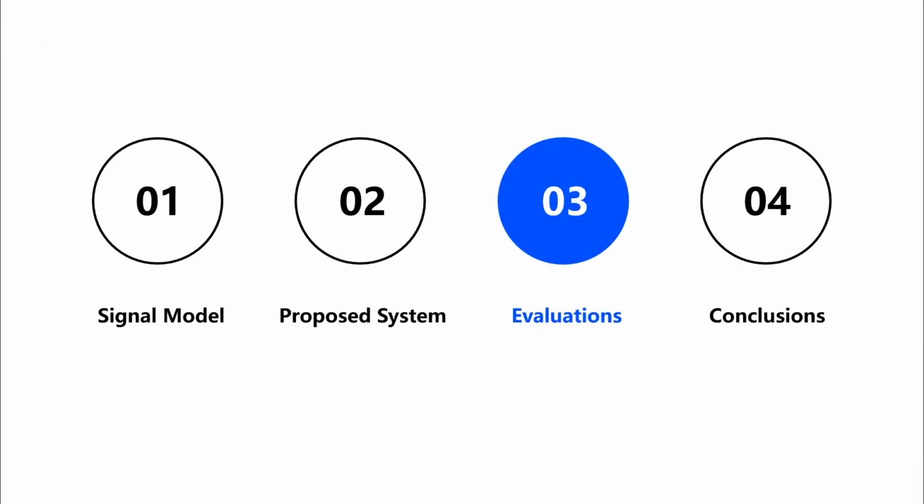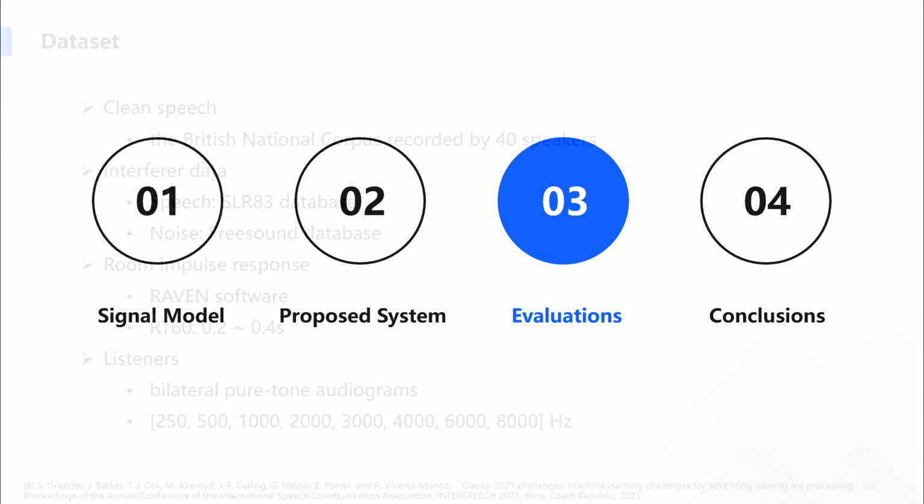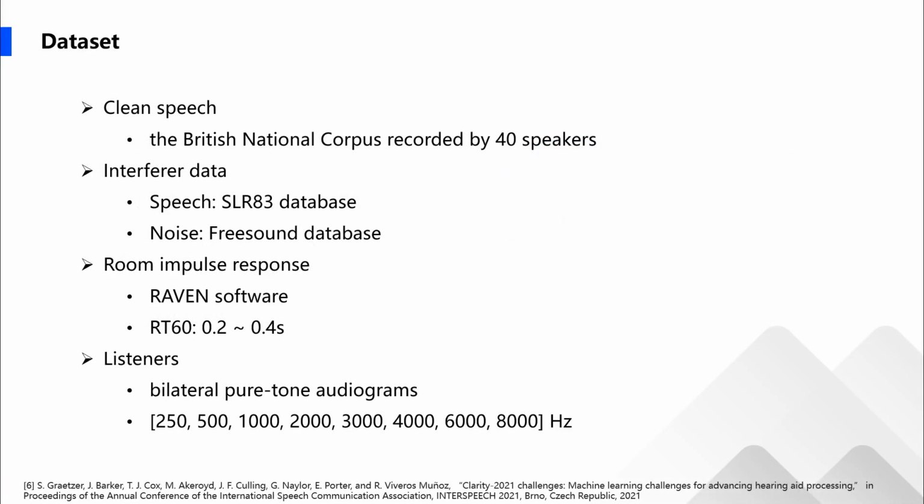Let me go on to the evaluation of the system on the challenge data. Clean speech comes from the British National Corpus, recorded by 14 speakers. Half of the interferer data is speech interferer, coming from the SLR 83 database, while the noise interferer comes from the Freesound database. SNR is set from -12 to 6 dB.